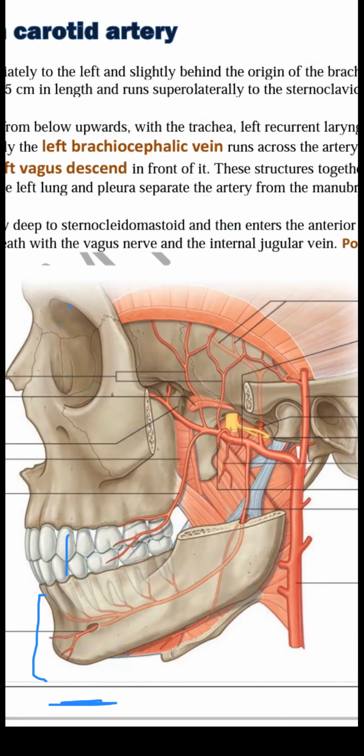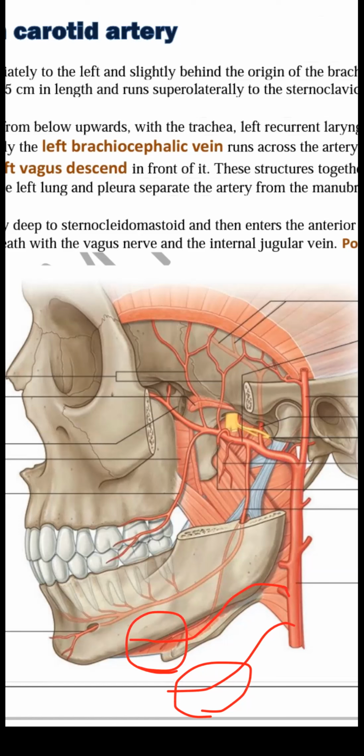All of this comes in the exam, and it also comes in the exam another way. Branches are passing from the anterior part of the external carotid. I have three from the anterior part. First one is superior thyroid, as it passes here. Second one is lingual, which passes here. Third one is facial. So this is three from anterior: superior thyroid, lingual, and facial.